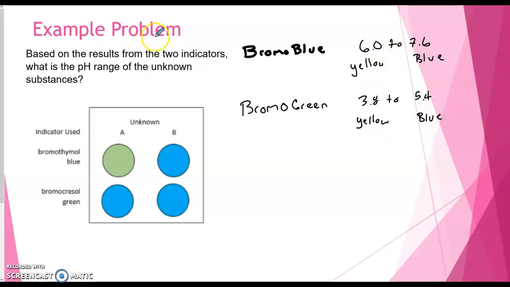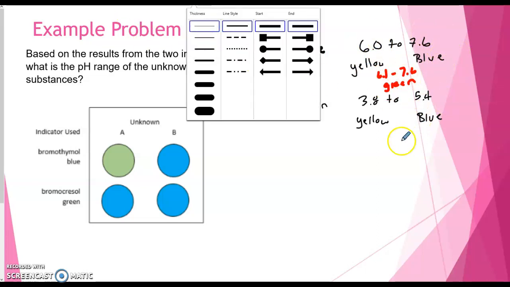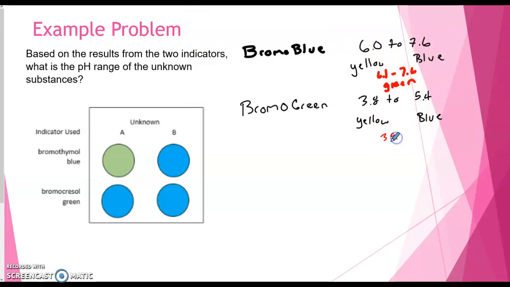So remember what's going to be in the middle there when you start mixing the yellow and blue. If it's from 6.1 to 7.6, it's going to be green for this one here. For this one, from 3.9 to 5.3, it'll be green.